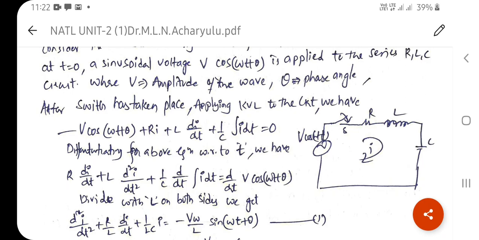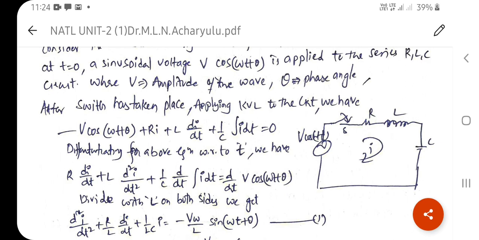With the current passing through the circuit, the applied voltage is V cos of omega t plus theta, and when switch S is closed at t equal to 0, the voltage drop across each element R, L and C is VR, VL and VC respectively. Applying Kirchhoff's voltage law, the applied voltage V cos of omega t plus theta is equivalent to IR plus L dI by dt plus 1 by C integral of I dt.